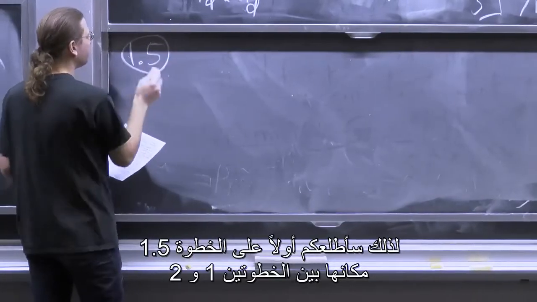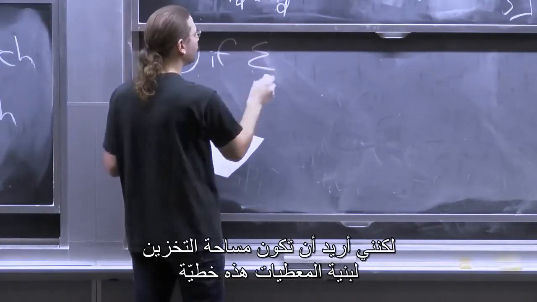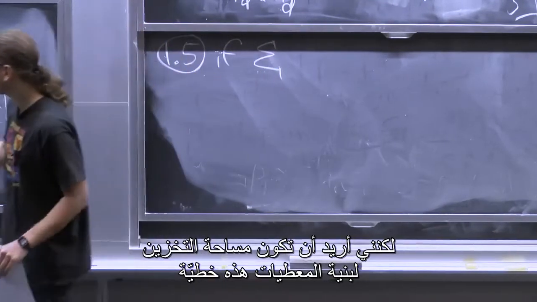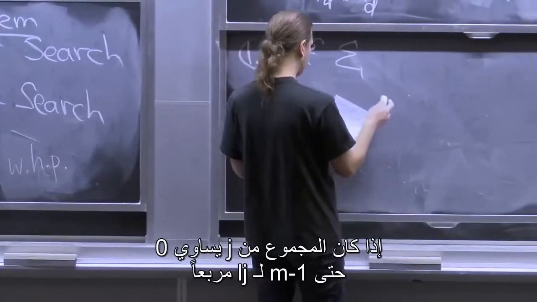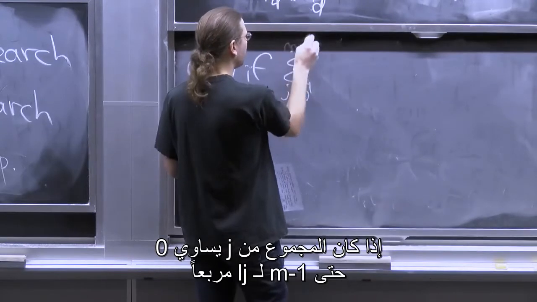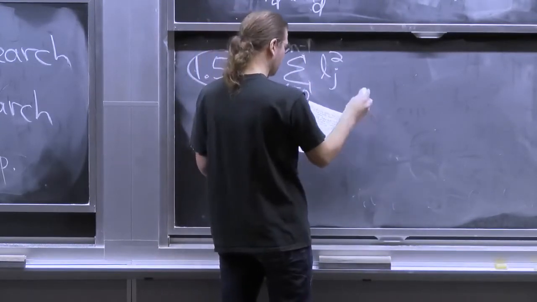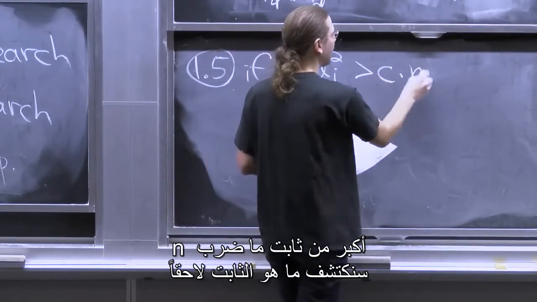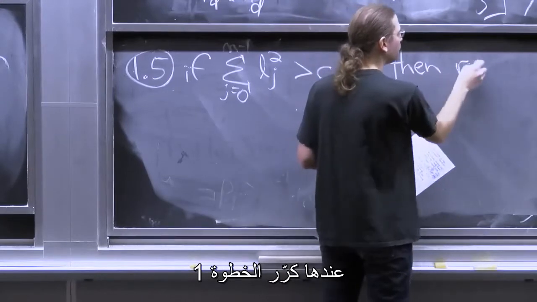So first, let me tell you step 1.5. It fits in between the 2. I want the space of this data structure to be linear, so I need to make sure it is. If the sum, j equals 0 to m minus 1, of lj squared is bigger than some constant times n, we'll figure out what the constant is later, then redo step 1.